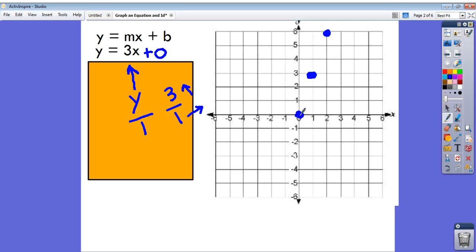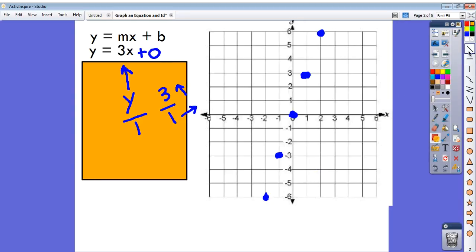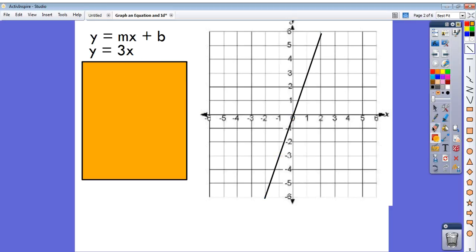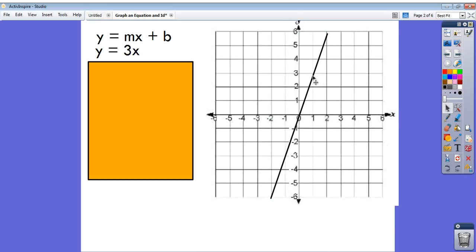If I want to graph lines to the left of my y-intercept, I follow my rule backwards. So instead of going up 3, right 1, I'm going to put my point on the y-intercept and go down 3, left 1, down 3, left 1. And I can see that if I connect these points with a line, it creates a straight line. This is a linear equation. Let's take a look at another example.